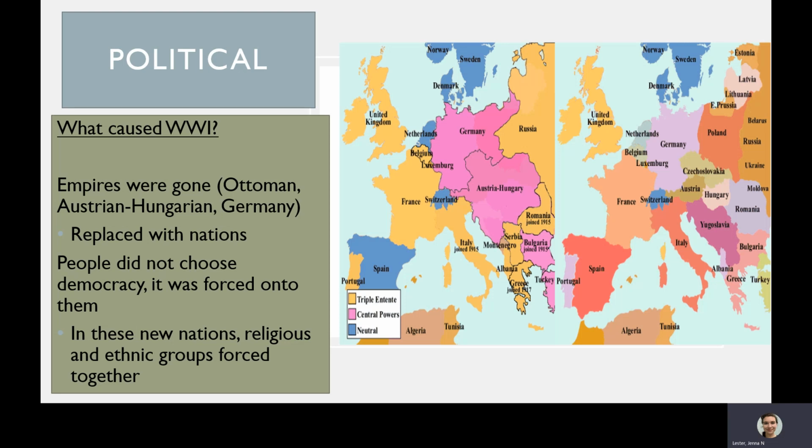a lot of the empires were gone, as you can see in this overly stretched out map. The Ottoman Empire, the Austrian-Hungarian Empire, and the German Empire were gone. Germany was still kind of around, but the Austrian-Hungarian and the Ottoman Empire, which isn't in this map, were totally broken down. And they were replaced with nation states, which basically means smaller countries that were forced to be democratic. So a bunch of little small countries.